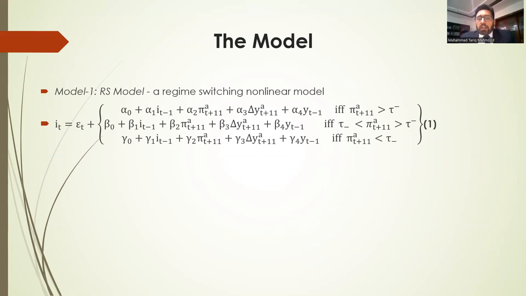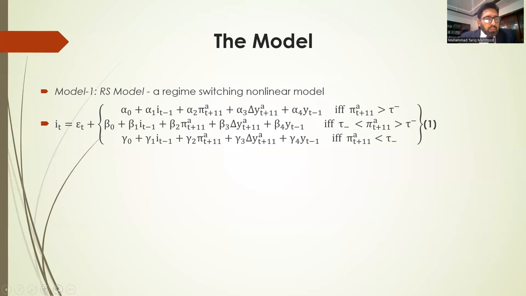And this regime switching model basically allows us to switch between the two regimes, upper threshold and lower threshold, and keeping ourselves in between. So all the three regimes, in between upper and lower, more than upper and less than lower, are studied in this model. So I would just put some light on this first model.